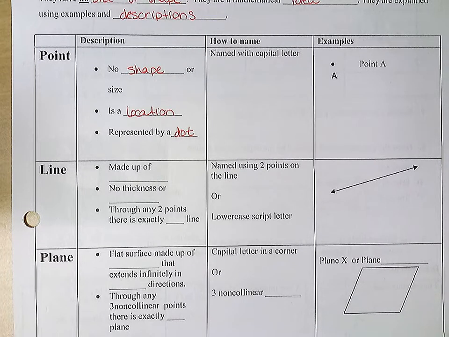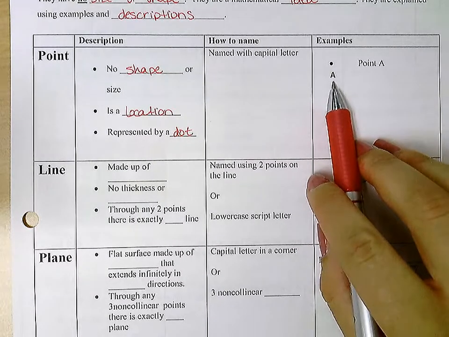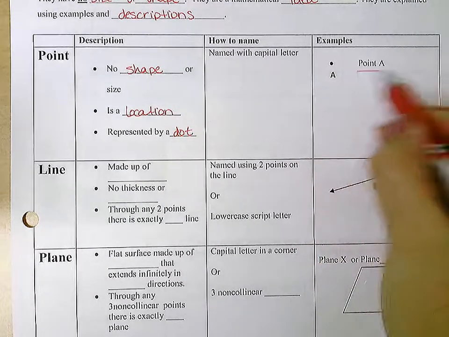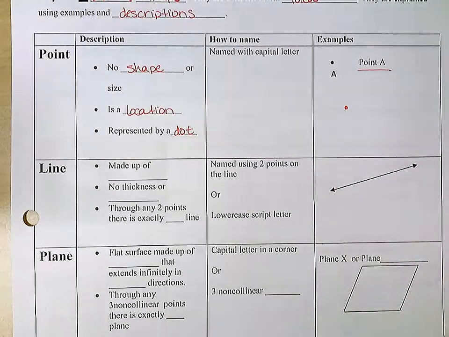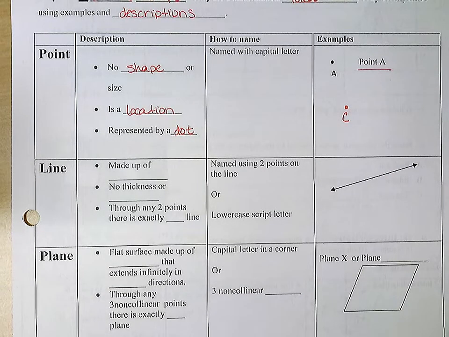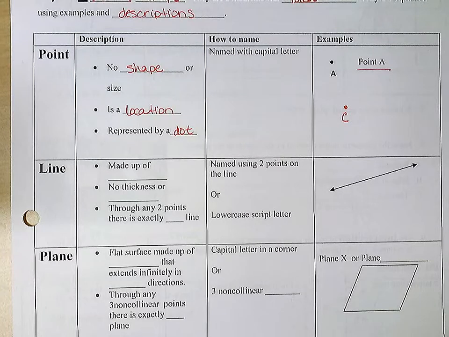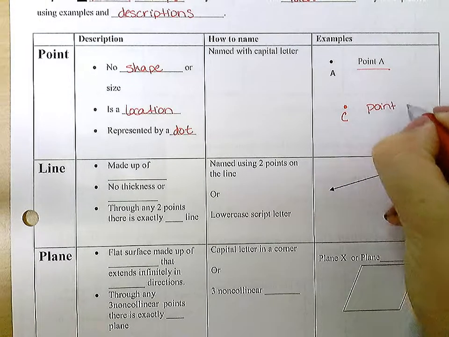So how to name a point? It is named with a capital letter. Do not use lowercase letters to name points. There's an example off to the right there. Here's your dot for your point, labeled with a capital A. We call that point A. If I had another dot here, say I label it C, make sure it is a capital letter. I know it's hard to tell with C's. I would say this is point C.